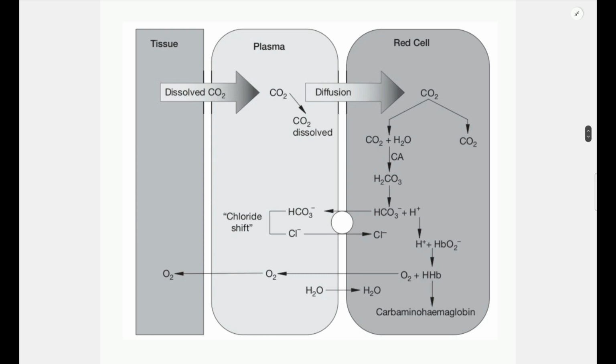Now in this diagram you can see that as CO2 comes out of tissues, it moves into the red blood cells. Red blood cells have a high activity of carbonic anhydrase enzyme. So here CO2 combines with water to form H2CO3. This H2CO3 then dissociates into bicarbonate and H+ ions. This bicarbonate moves out of the red blood cell into the plasma, and hence CO2 is transported in this bicarbonate form.